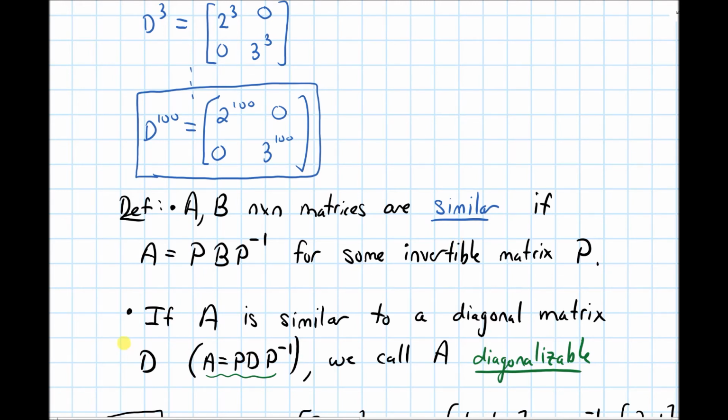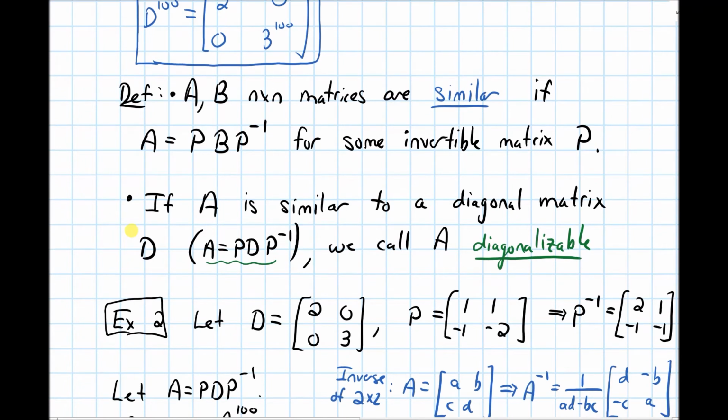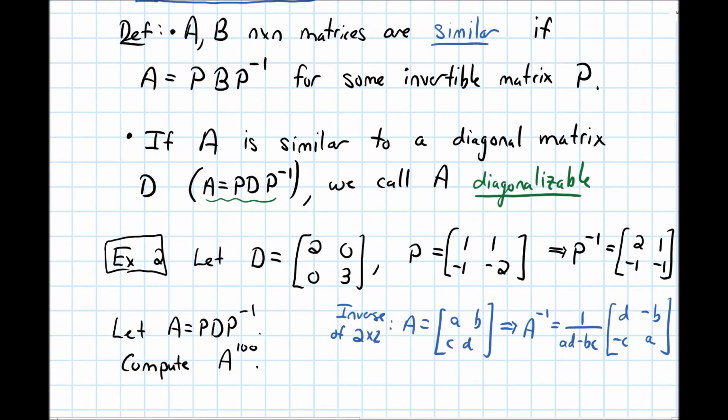So let's do an example raising a diagonalizable matrix to a certain power. Let's say that A is going to be P times D times P inverse, and I want to compute A to the 100, where D is the same diagonal matrix that I had before, and P is this 2 by 2 matrix that's invertible. If I have a 2 by 2 matrix, I can quickly see that it's invertible because the columns are not multiples, so the columns are linearly independent.